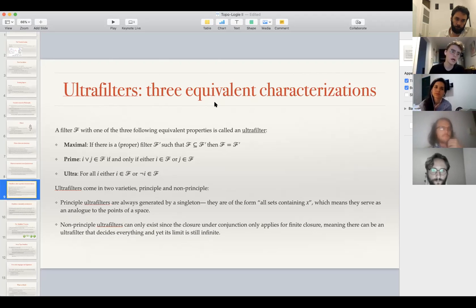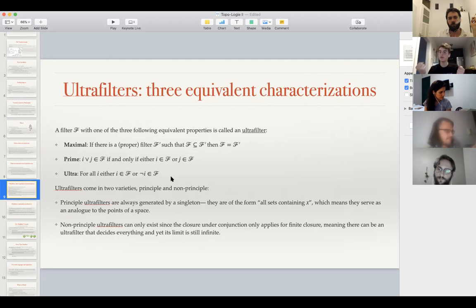From this ultra property, it should be pretty easy to see that this is equivalent to it being maximal. Being maximal doesn't mean that it covers everything, right? Because it's a proper filter. It's the largest thing, but it doesn't mean it covers everything. Actually, it implies that it doesn't. There's an explicit reason: any proper filter cannot contain both a set and its complement.